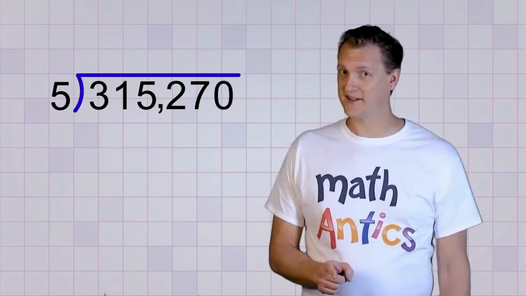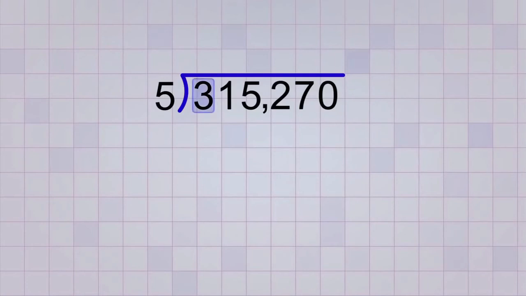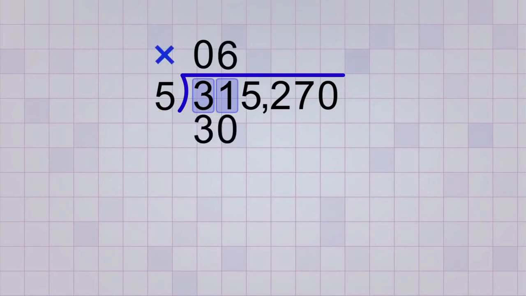Are you ready? The first digit is 3. How many times will 5 divide into 3? 0. 5's too big, so let's just skip that step and combine our first digit with our next digit. So how many times does 5 divide into 31? 6. 6 times 5 is 30, and 31 minus 30 gives us a remainder of 1.